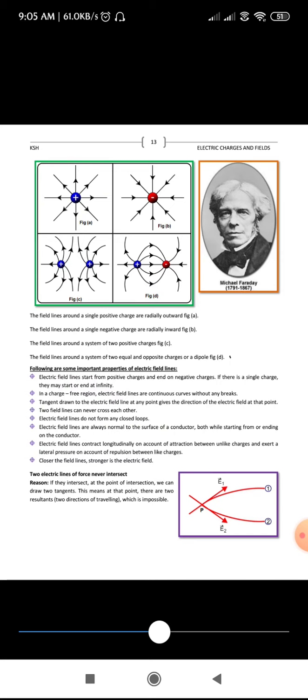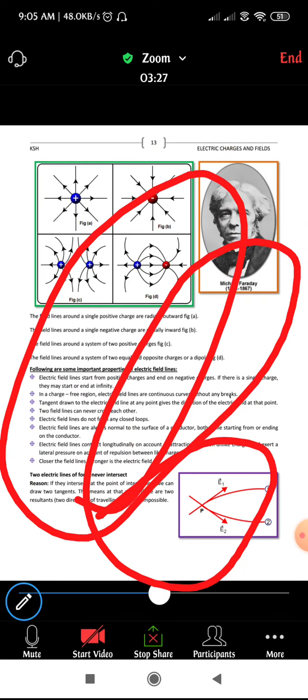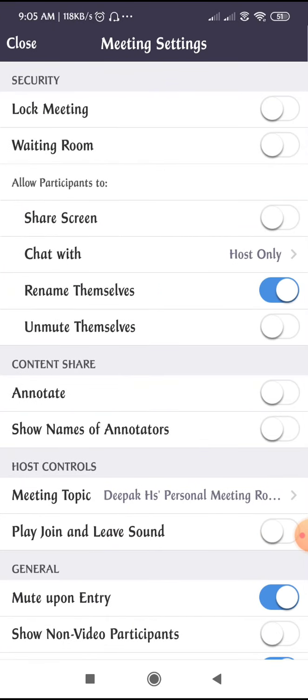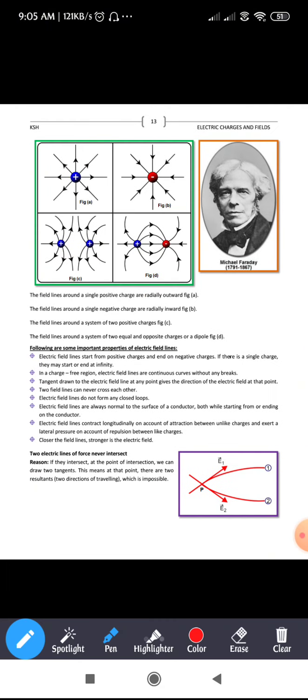Next, electric field lines contract longitudinally on account of attraction. When you have like charges, the field lines repel, whereas with unlike charges there will be attraction. Next, the closer the field lines, the stronger the electric field. If the electric field lines are very close to each other, in that particular region the electric field is strong.